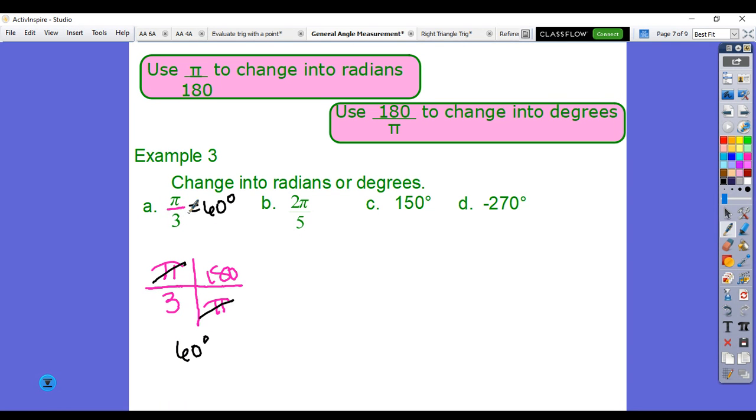So if it starts out with your fraction bar like this, just extend your fraction bar, put 180 on the top, pi on the bottom. The pi's cancel. Multiply the top numbers. Divide by the bottom number. 5 goes into 360, 72 times.